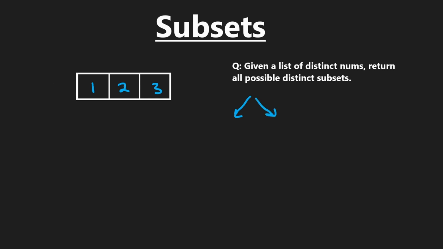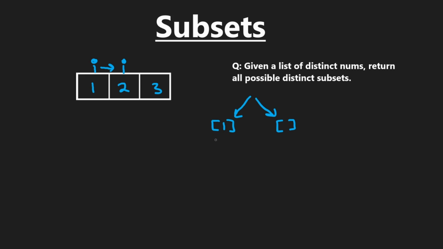So for the first position, we'd have, let's say, a pointer, i. We're going to be here. We can choose to include that value 1 or not include that value 1, which would leave us with an empty set. And then when we shift our pointer and we get to the next position, we have the exact same decision. We can either include this 2 in our subset or not include the 2.